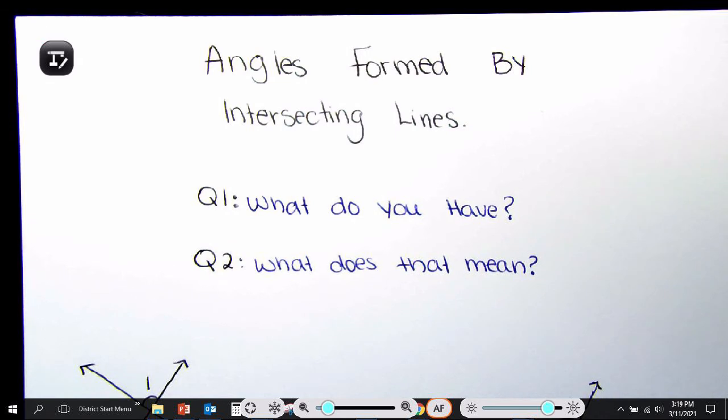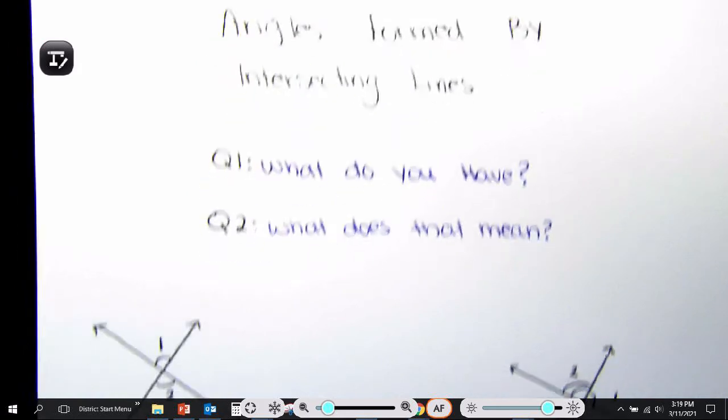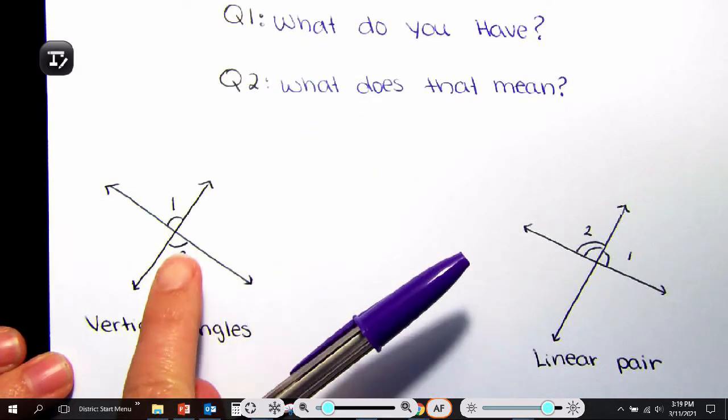There are keywords or key terminology that you need to memorize. Yes, memorize. Create flashcards. If you don't know what these words mean, there's no way for you to know what's going on. So you have to understand what these words mean. So let's start with vertical angles, this one here.